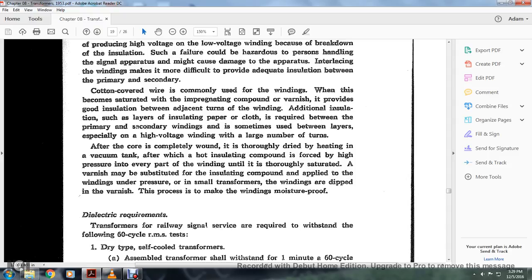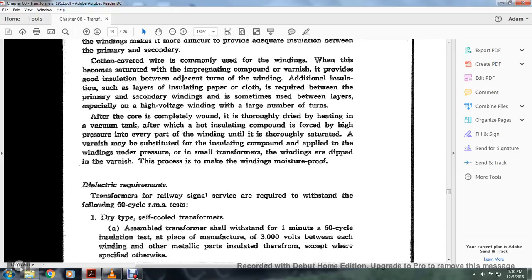After the core is completely wound, it is thoroughly dried, often by heating in a vacuum tank, after which the high insulating compound is forced by high pressure into every part of the winding until it is thoroughly saturated. The varnishing is the substitute for the insulating compound applied to the winding under pressure, and in small transformers the winding is dipped in the varnish. The process makes the windings moisture proof.